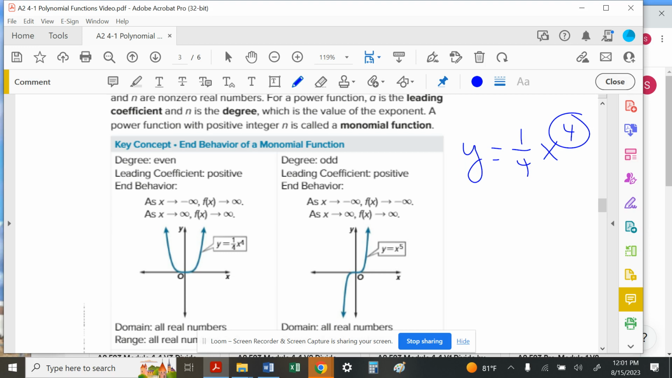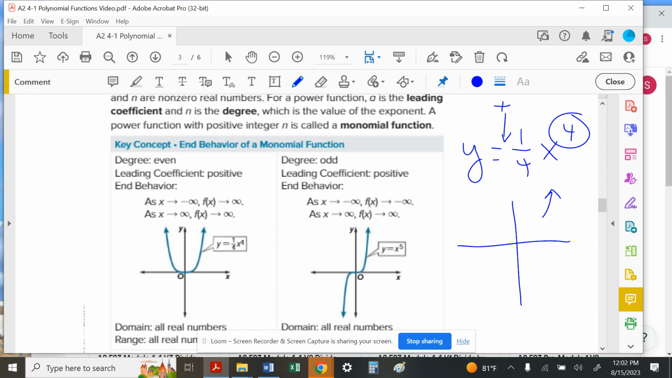Notice that that's an even number. That's a power. That's the degree. Notice that the leading coefficient in this case is positive. The leading coefficient is the number in front of the x to the 4th. That's a positive there. So that tells me that the end behavior goes up.